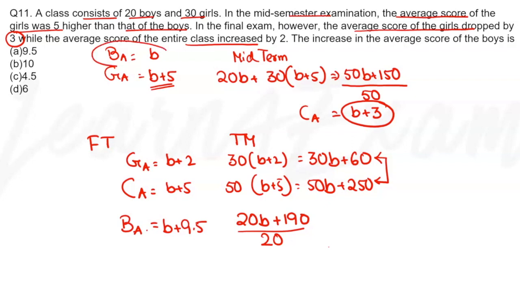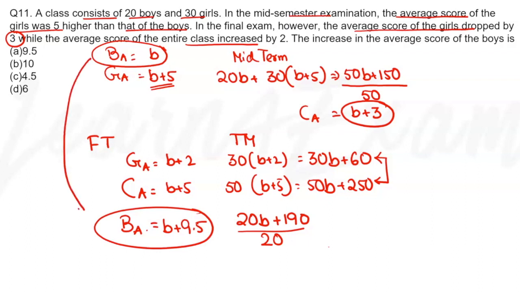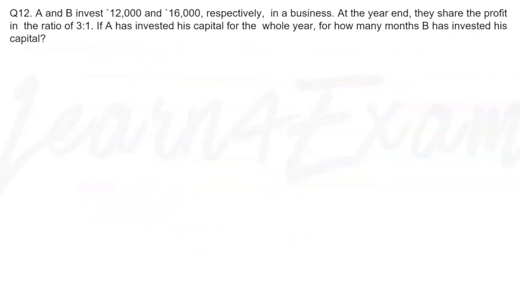Now initially the average was b, finally it becomes b plus 9.5. So the increase in average is 9.5. So the answer for this question is option A. Right, let's move on to the next.